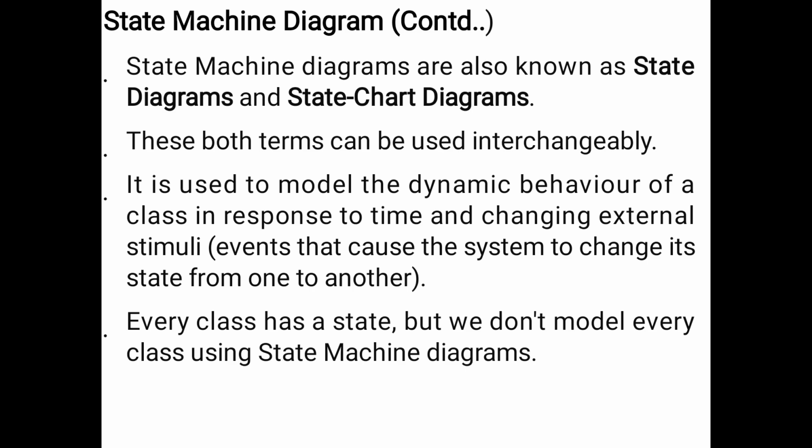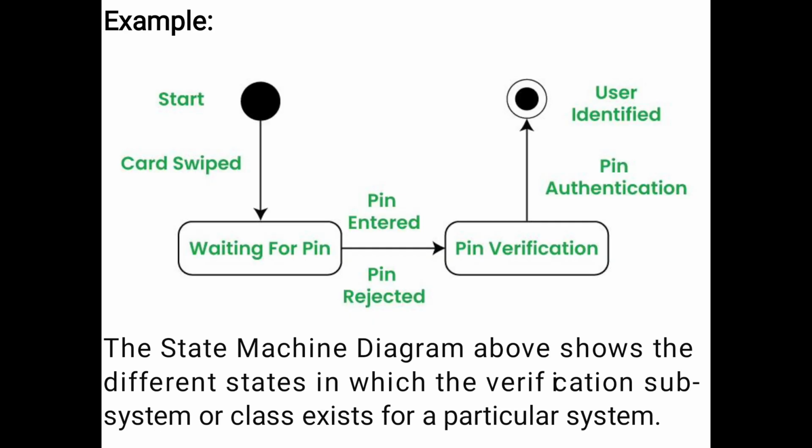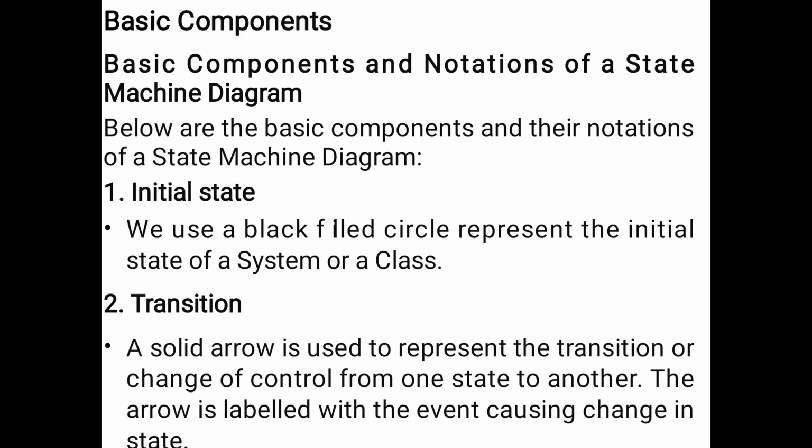The state machine diagram is also called state diagrams or state chart diagrams. It is used to model the dynamic behavior of a class in response to time and changing external stimuli. Every class has a state, but we don't model every class using state machine diagrams. As an example, the state machine diagram above shows the different states in which the verification subsystem or class exists for a particular system.